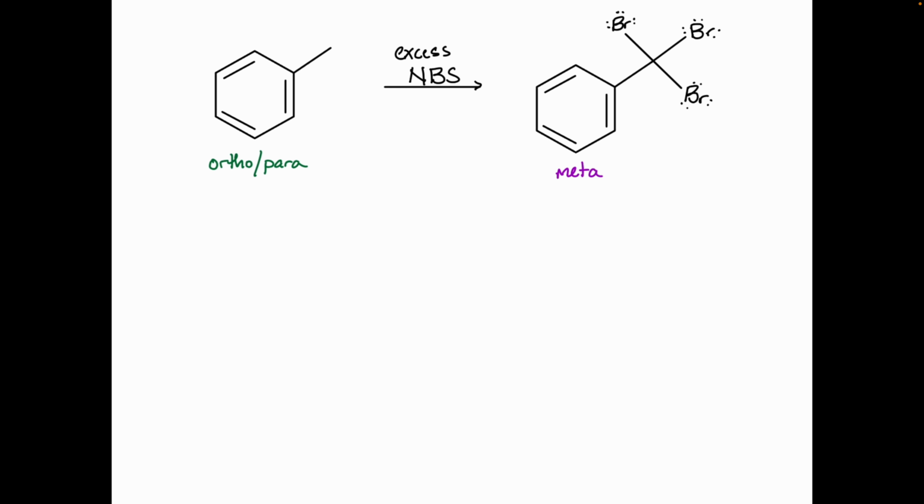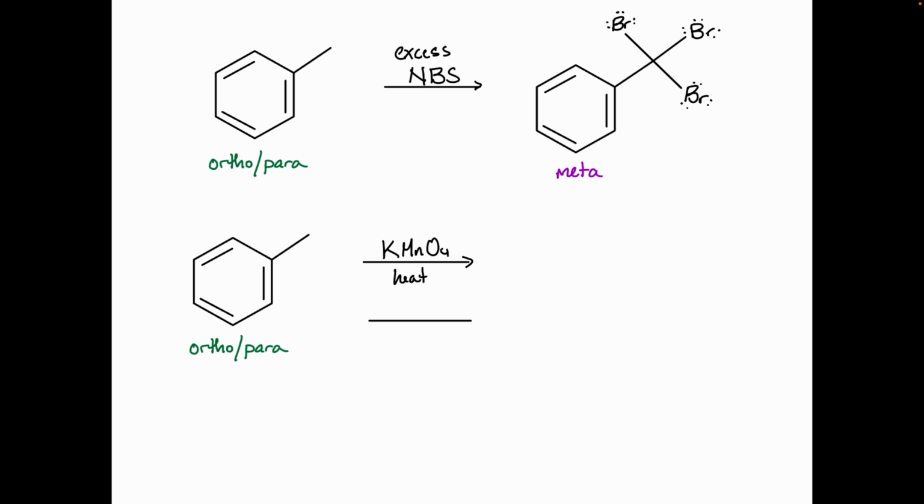Okay. We could also take that toluene, which we already established is an ortho-para director, and we could do that oxidation reaction. So we had two oxidation agents that we looked at, potassium permanganate and sodium dichromate. Sodium dichromate you have to use under these acidic conditions.